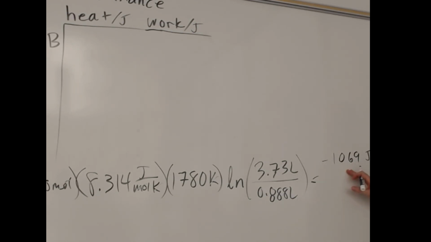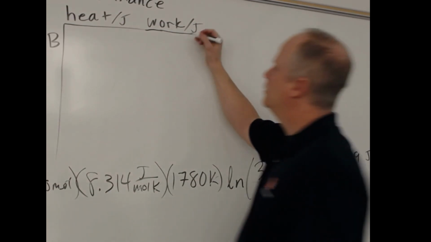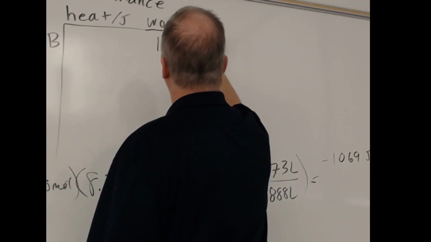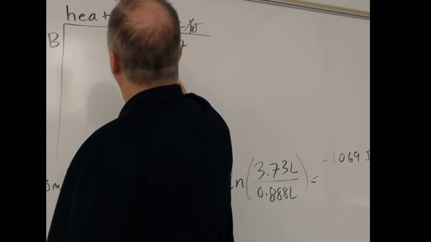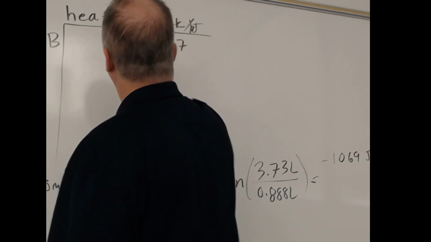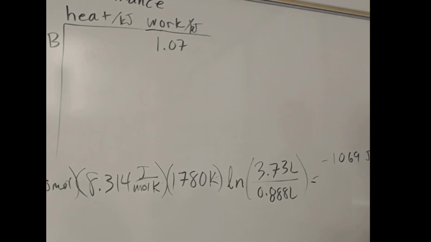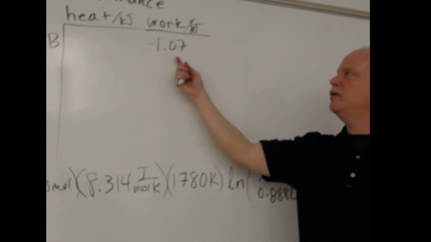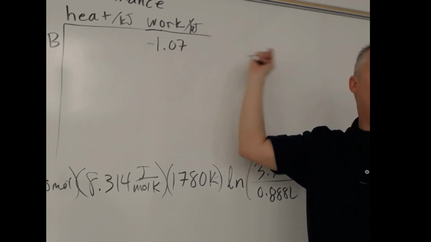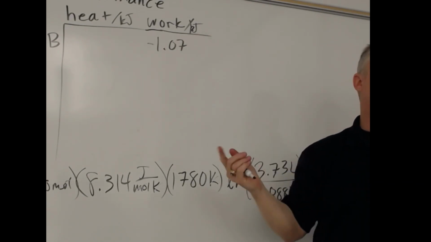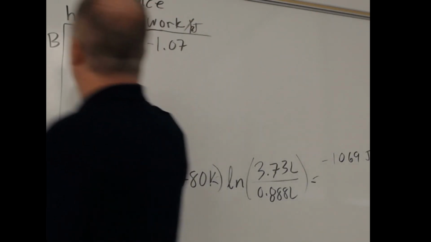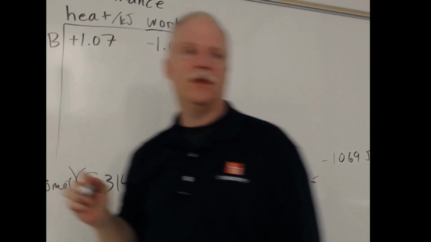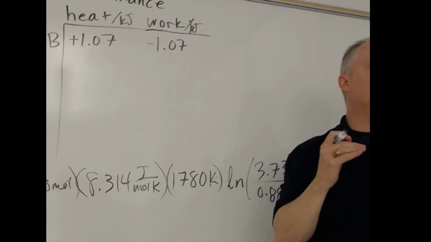So 1.07 kilojoules. So let's make these kilojoules. Yeah, I did the natural log incorrectly. Negative. And if it's negative 1.07 kilojoules for the work on the isothermal expansion, you change the sign and that's the heat. So plus 1.07 kilojoules. We had to put that heat in there to keep the same temperature.